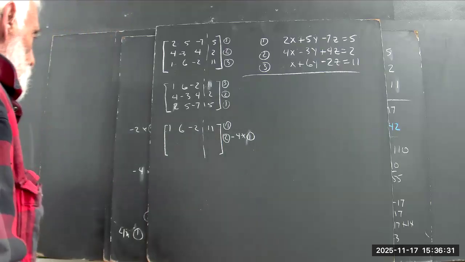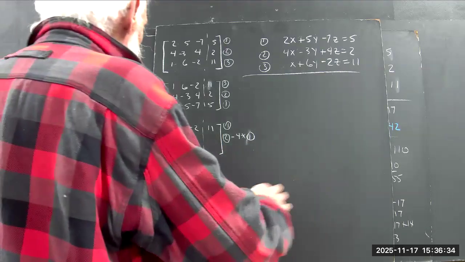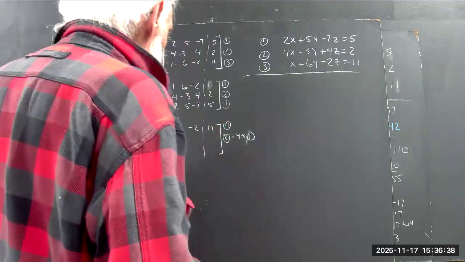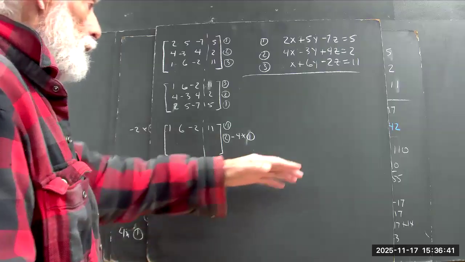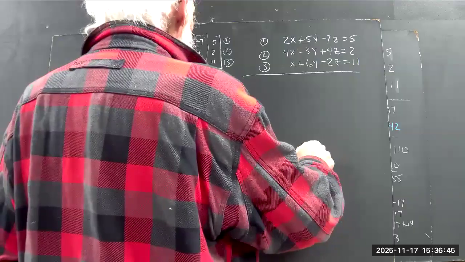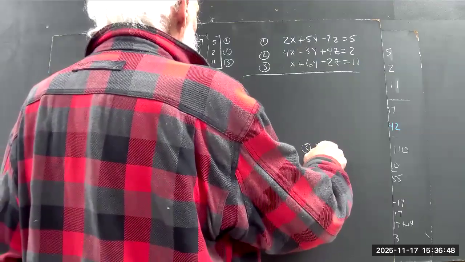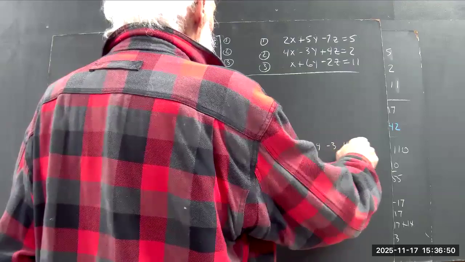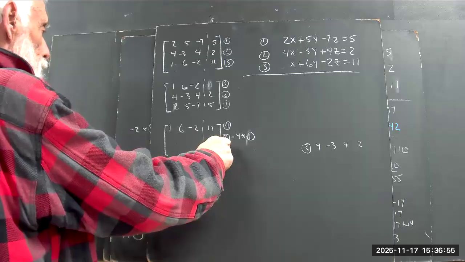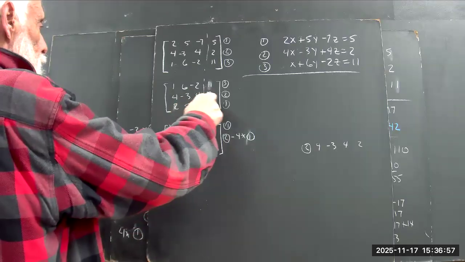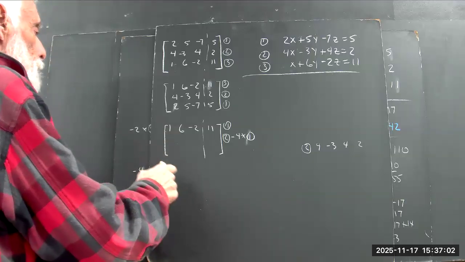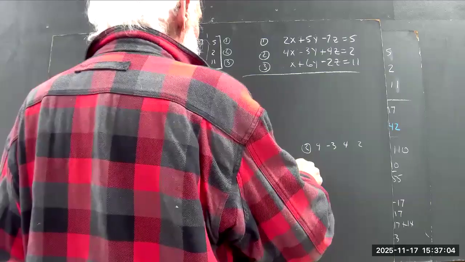Well, when I do that, we need to write that out somewhere else. I'm going to write it over here, but I'm going to erase it shortly because I'm going to need a little more room. Row 2 is 4, negative 3, 4, 2. In other words, at this stage, row 2 is the row 2 from the previous matrix. Then negative 4 times row 1.